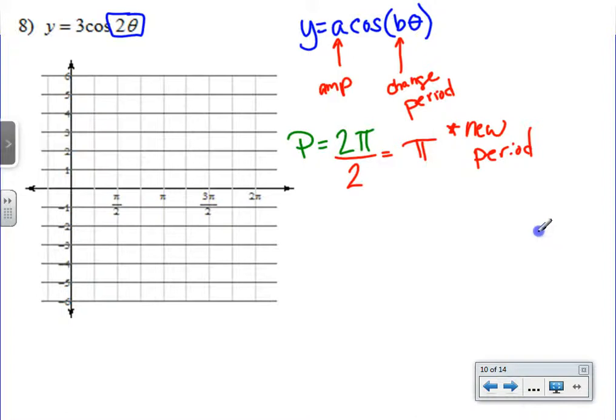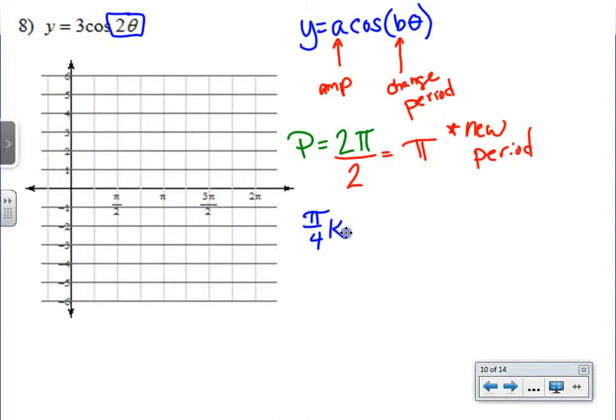So remember, I always have you graph quarter points. So you're going to take the new period and divide it by what to get into quarters? 4. So we're going to mark off every pi over 4. Are you always going to end up with pi in the period? Not always. We're going to see some examples coming up where the period is like 8. It's not even a pi number at all.